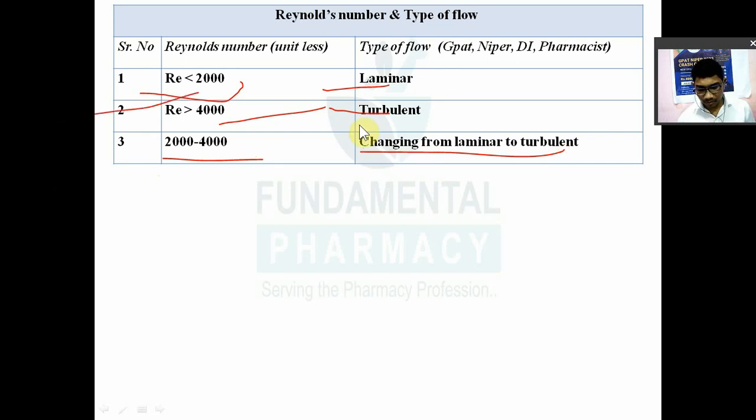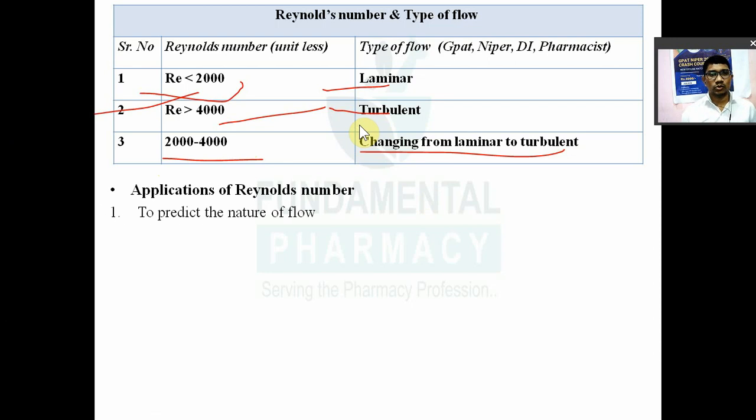From this chapter, applications of Reynolds number: it is used to predict the nature of flow. Then we have seen the physical stability of suspension and emulsion, where Stokes law is applicable, and it can be modified according to the Reynolds number.